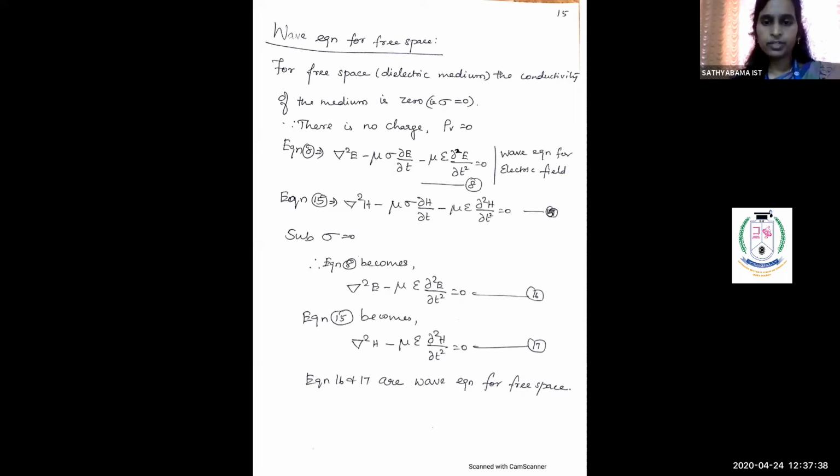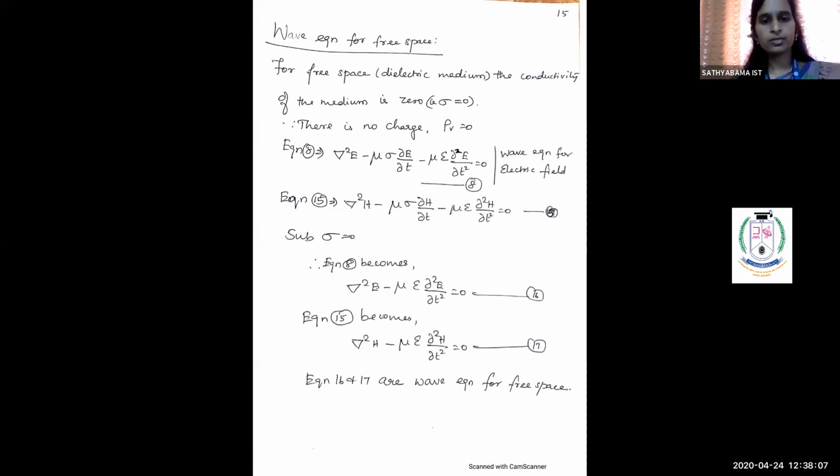And in your 15th equation, the middle part also, that is, you have mu minus mu sigma dou H by dou t. In that also you have sigma. So the middle term of your 15th equation also vanishes. So how do your 8th and 15th equations become? Your 8th equation becomes del square E minus mu epsilon into dou square E by dou t square is equal to 0, which is going to be your 16th equation.